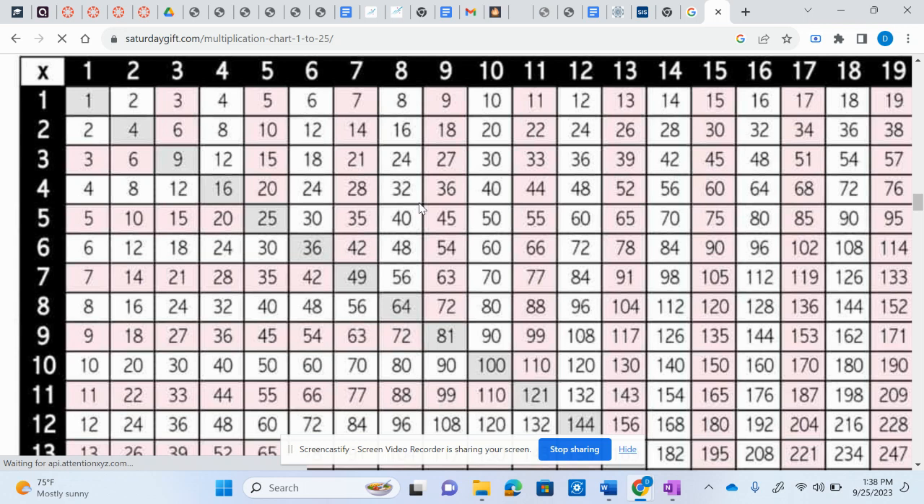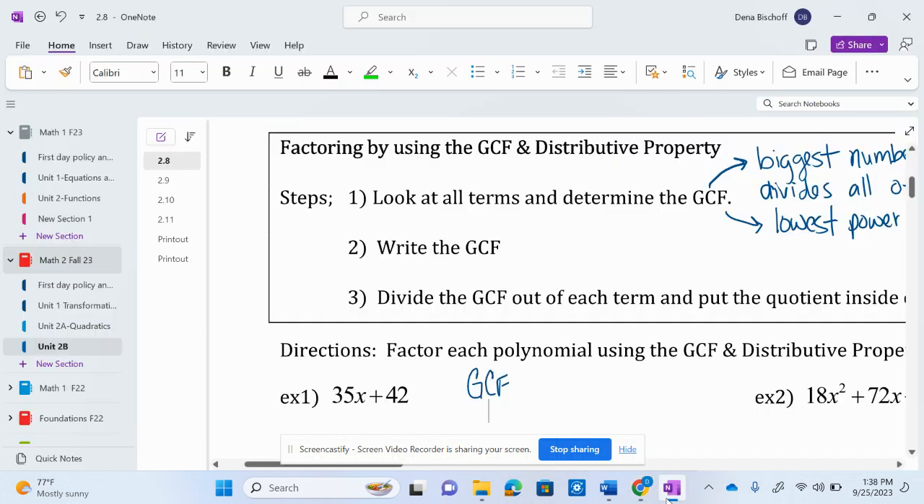So that means that the largest or the greatest common factor, the largest number that divides both of those terms, is what? 7. So I want you to use your times table to help you find those factors. So that means that my greatest common factor is 7.